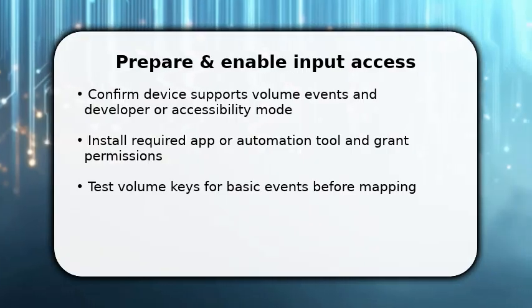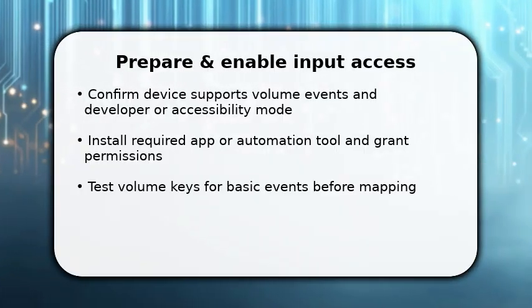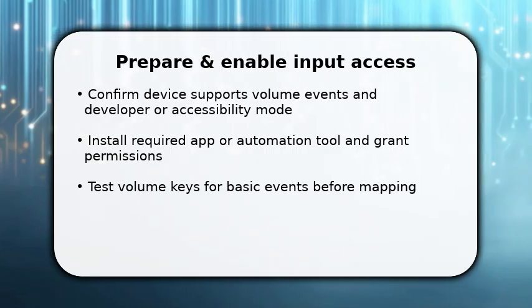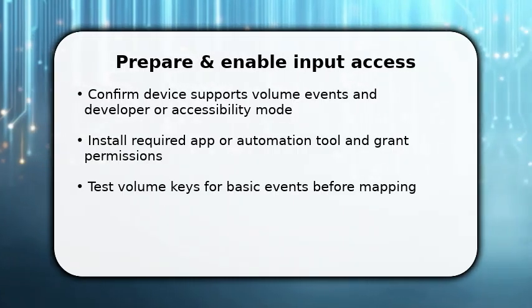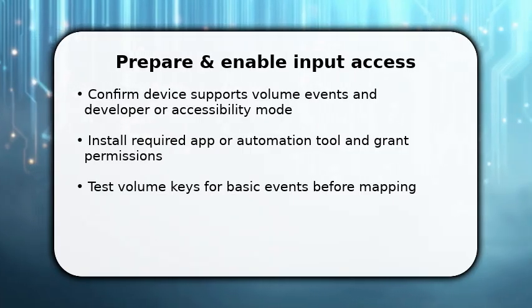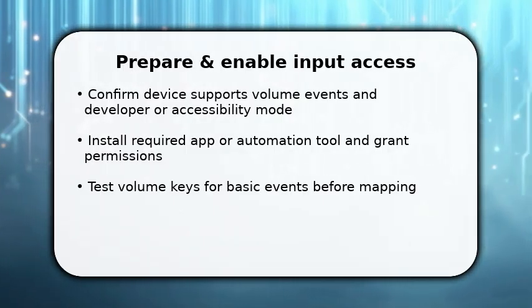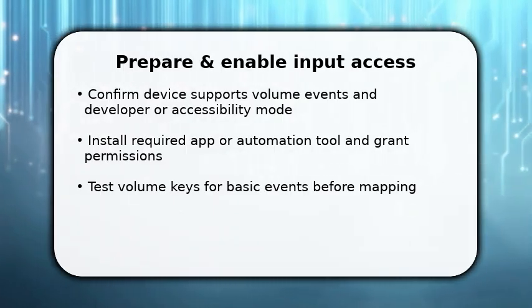You start by enabling the inputs and giving permissions. Open the automation app and grant accessibility or input monitoring so volume presses register. Turn on developer or accessibility options only if instructed by the tool. Once done, run a quick test. Press volume up and down to confirm events appear in the app's logger.